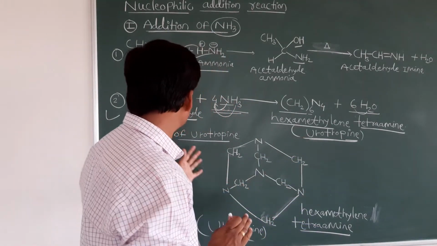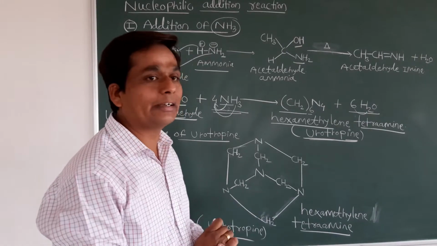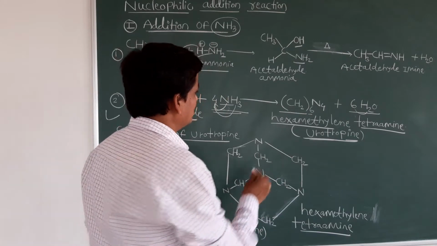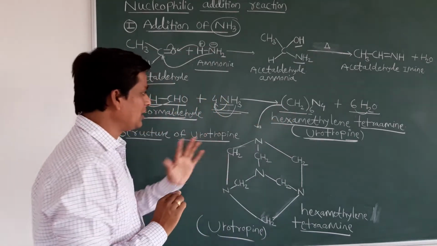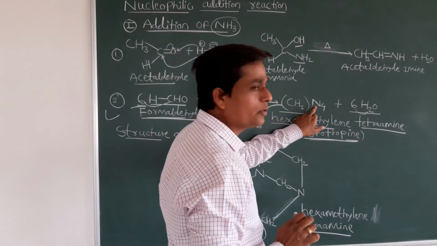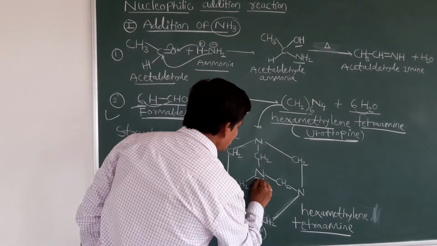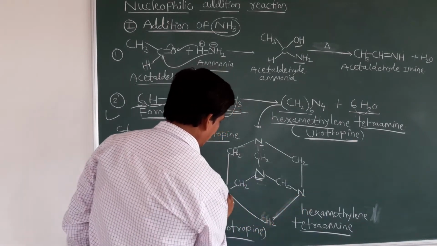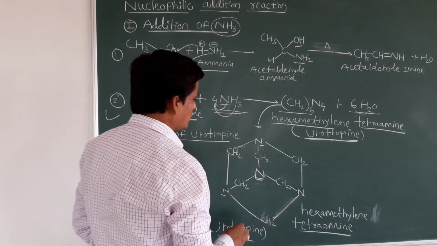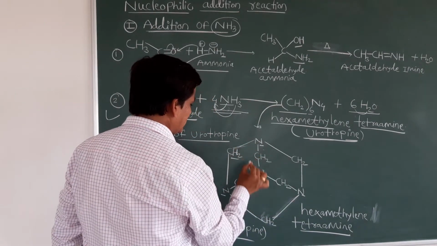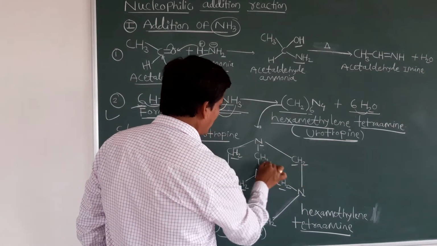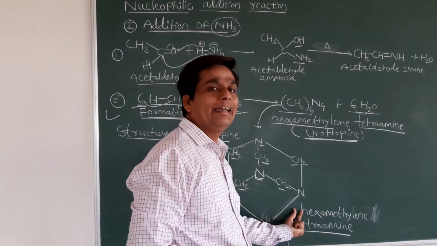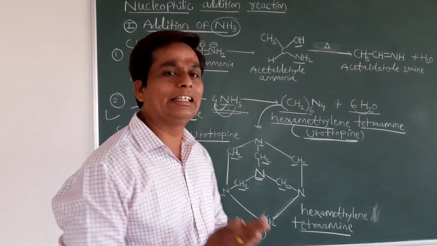First of all, see the structure of urotropine. How does this cyclic structure arise? It is the same structure, hexamethylene tetraamine, drawn in the form of a cyclic structure. Just see. This is hexamethylene tetraamine, the same structure I am drawing here. CH2 how many times? 6 times. Nitrogen 4 times. See here, at the center I have drawn one nitrogen. Then one nitrogen here, here and here. Total how many nitrogens? 4 nitrogens. Now count the CH2 groups: 1, 2, 3, 4, 5 and this one 6. So CH2 6 times and N 4 times, and the name is hexamethylene tetraamine, which is nothing but urotropine.